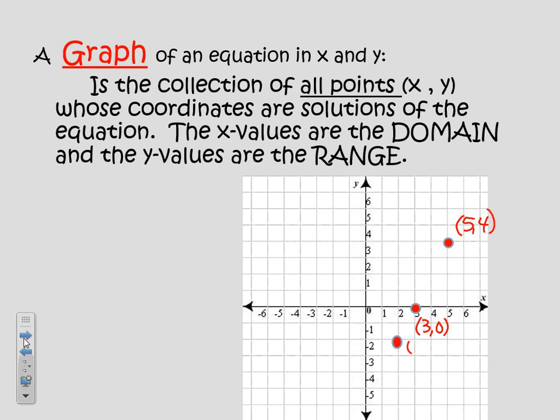2, -2. All of these points work. And as I keep putting points up here, what would they graph to make? Well, in fact, they would make a line. So when you draw a line, you're showing all the solutions that work in that equation.